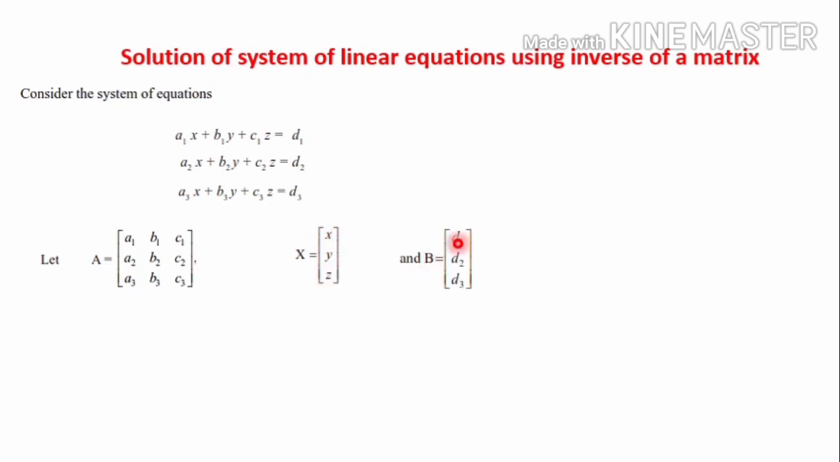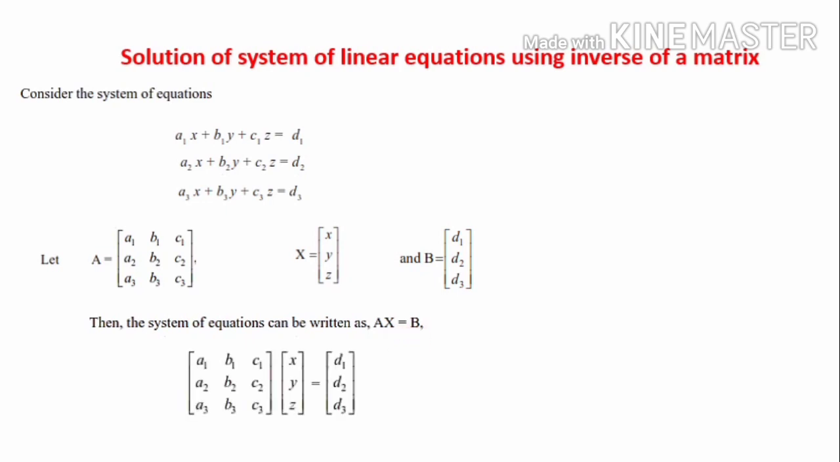Next is B. D1, D2, D3 are the elements of matrix B. Here D1, D2 and D3 are the constants of the given system of linear equations. Therefore, B is called the constant matrix. Then the given system of equations can be written as AX is equal to B. Just substitute it. A value we have substituted, X value we have substituted, and B value also.